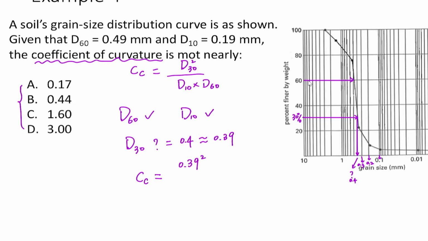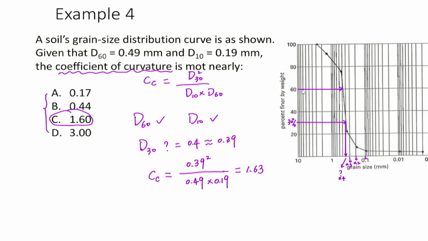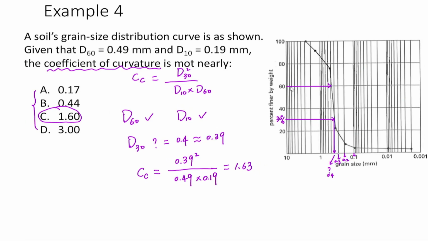So with that in mind, C sub C is 0.39 squared over 0.49 times 0.19. So this is a coefficient. We don't really have to worry about the unit that much. And with that, we have the answer of about 1.63. So C is the right answer. So yeah, that's pretty much it for this example.